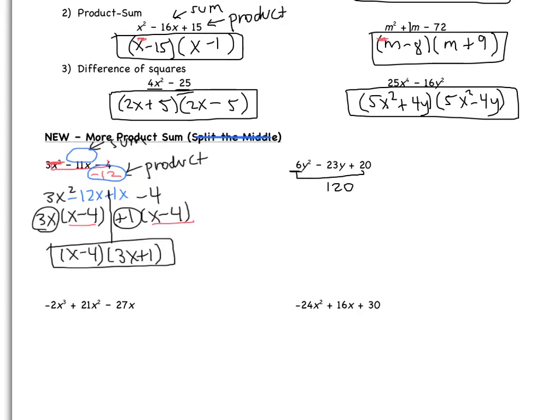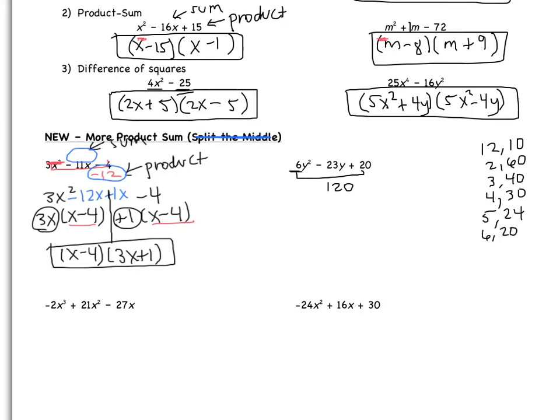I don't know those off the top of my head, so I'm going to start writing some down. I have 12 and 10. Those don't add to be 23. I have 2 and 60. Those definitely don't add. I have 3 and 40. That's not either. 4 and 30. It's getting closer. 5. Well, that one is a little more difficult. 10 goes into 120 12 times, which means 5 goes in 24 times.